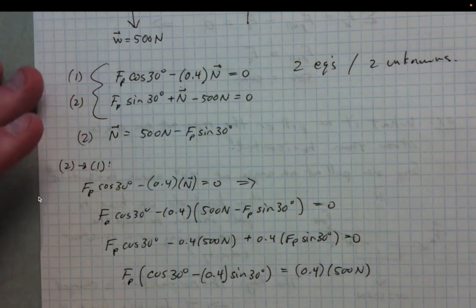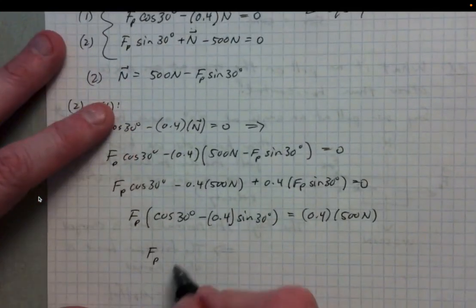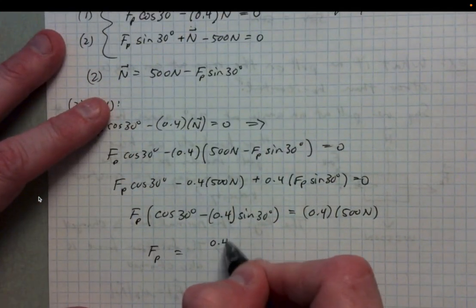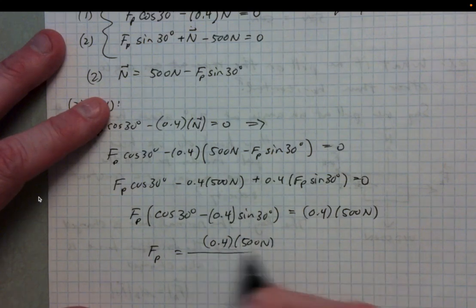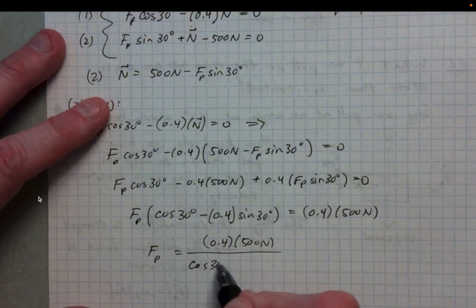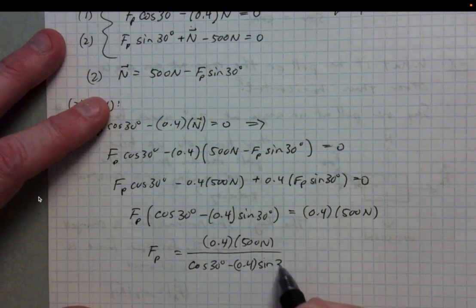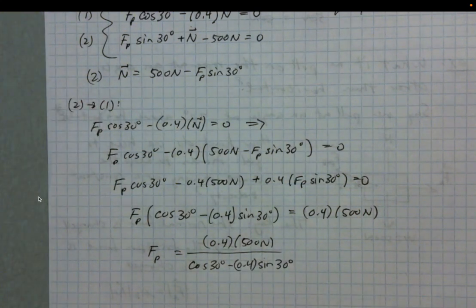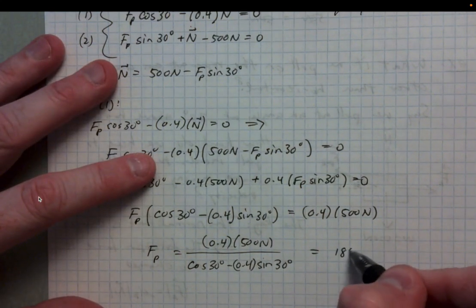All right, and then I can just do the division, right? So F sub P is equal to 0.4 times 500 newtons divided by cos 30 degrees minus 0.4 sine of 30 degrees. Okay, and those are all known values, so I can calculate that. And when I do that, I get about 188 newtons.